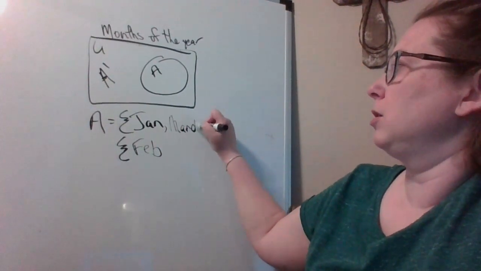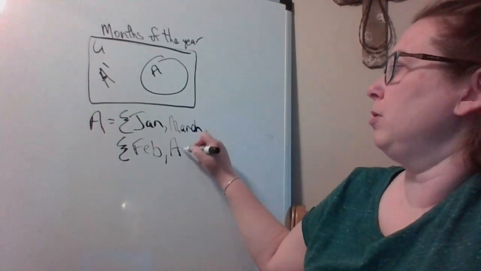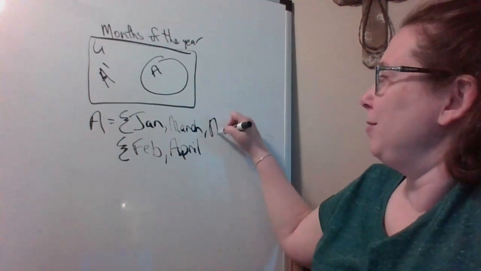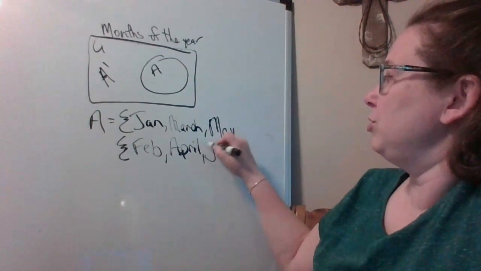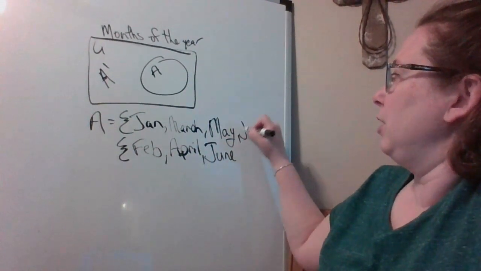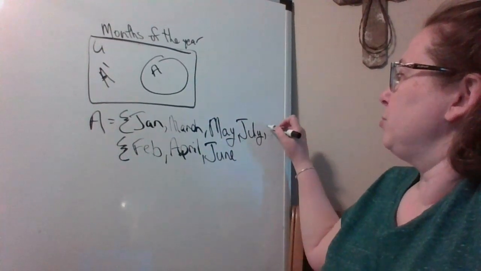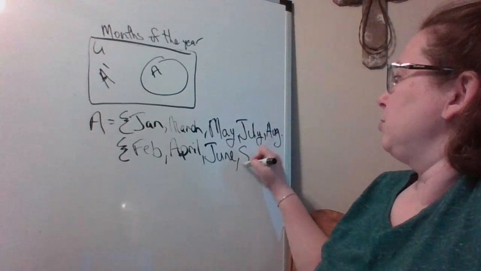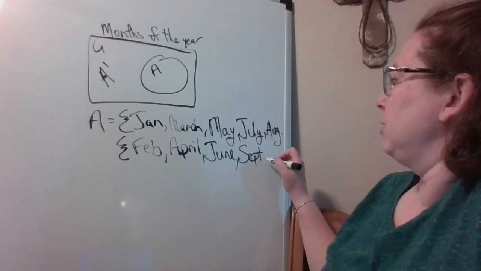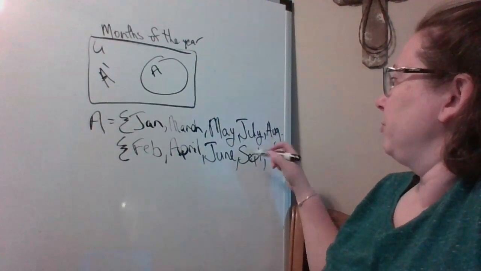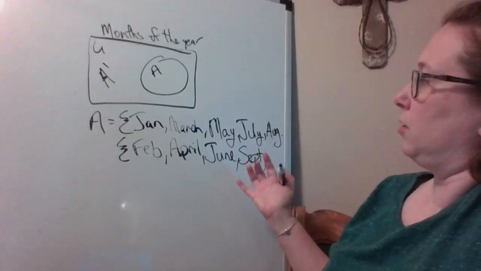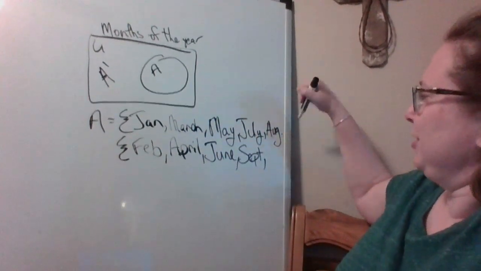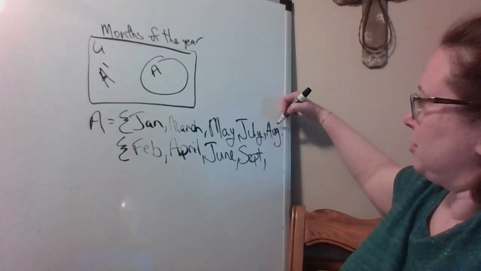March, April, May, June, July, and August both do, and I've run out of room. September, I don't know what to do now. I can't just slide it like I do on my smartboard. August, September, we'll just do this.